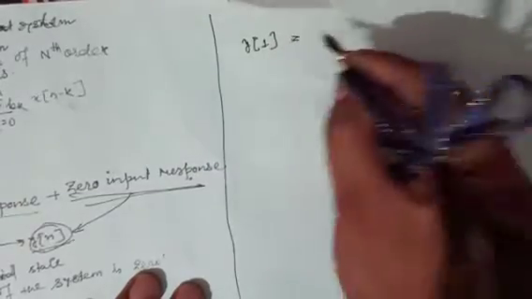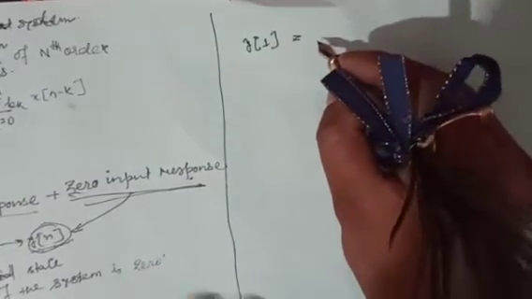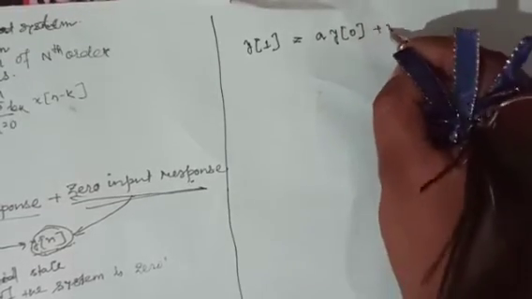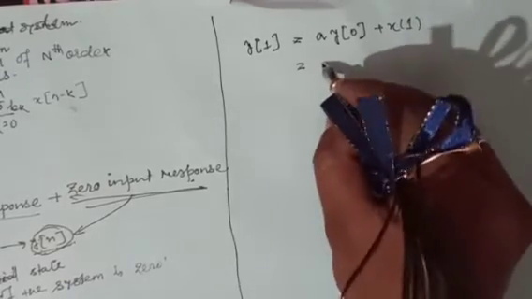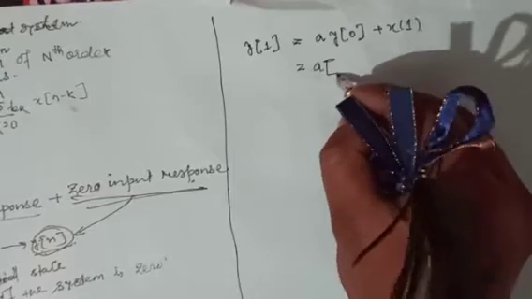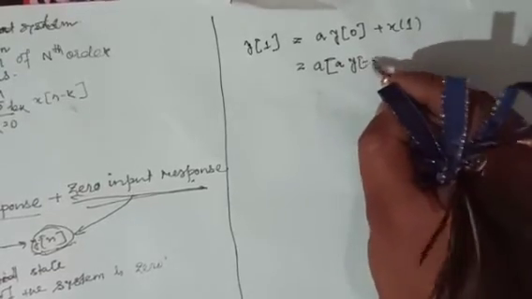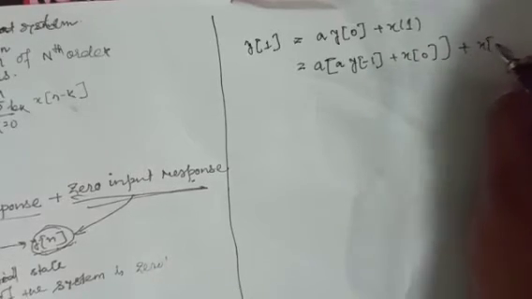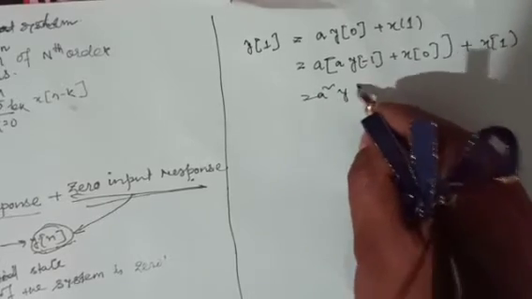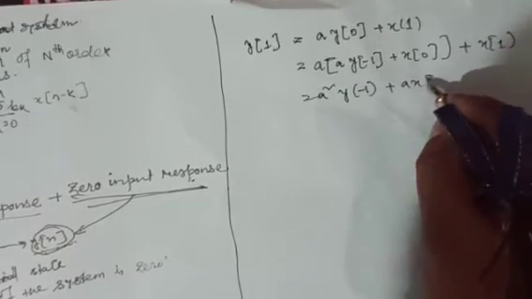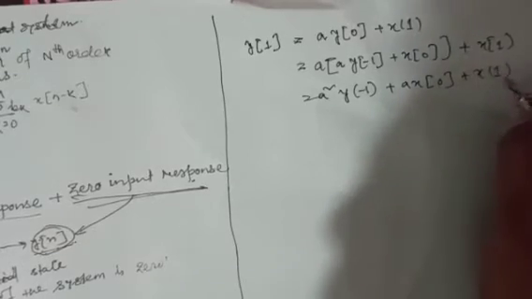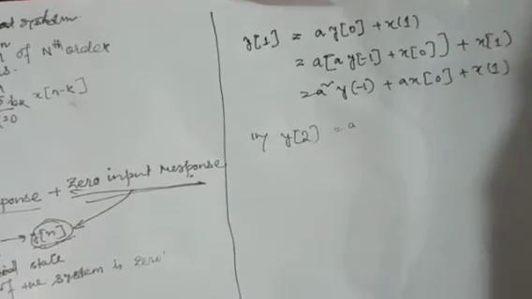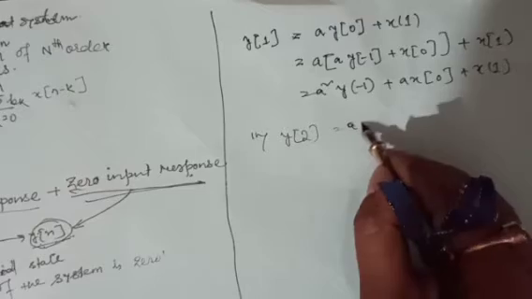For n is equal to 1, what will be y of 1? It is a y of 0 plus x of 1. From the previous one, you just put the value of y of 0. So what was y of 0? It is a y of minus 1 plus x of 0, then plus x of 1. So it will be a square y of minus 1 plus a into x of 0 plus x of 1.